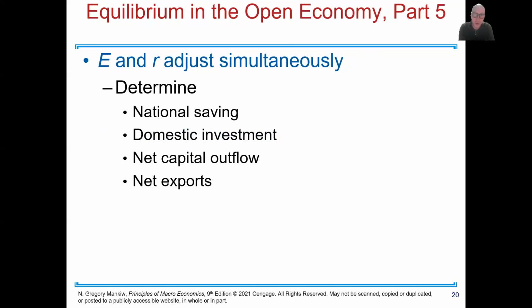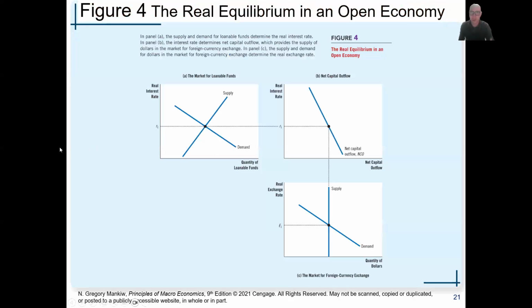So the exchange rate and the interest rate adjust simultaneously, which helps to determine things like the national savings rate, domestic investment, net capital outflow, and net exports. So looking at the two together, on the left we have the market for loanable funds, real interest rate and the quantity of the funds. We see the supply and demand curve. The point of equilibrium is represented by the interest rate.